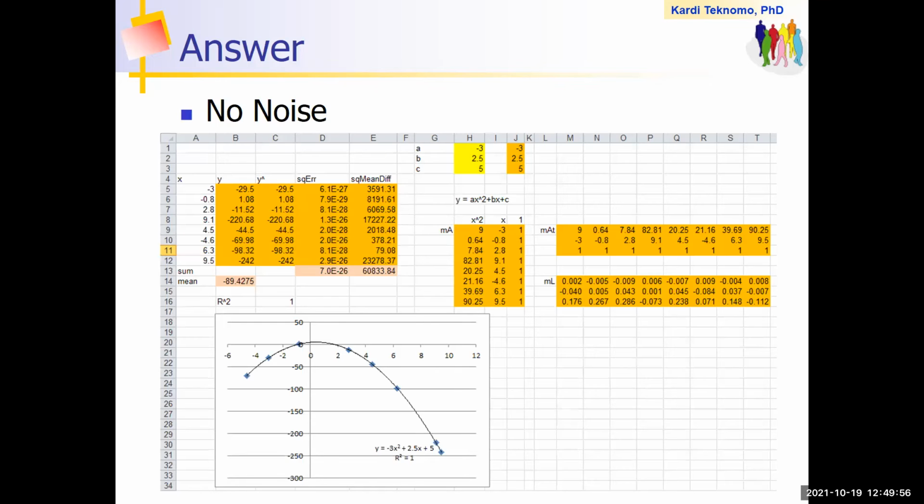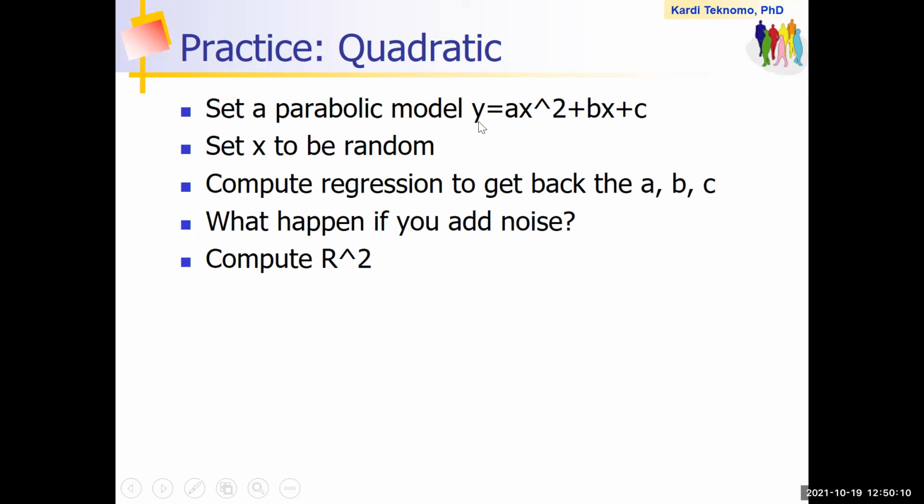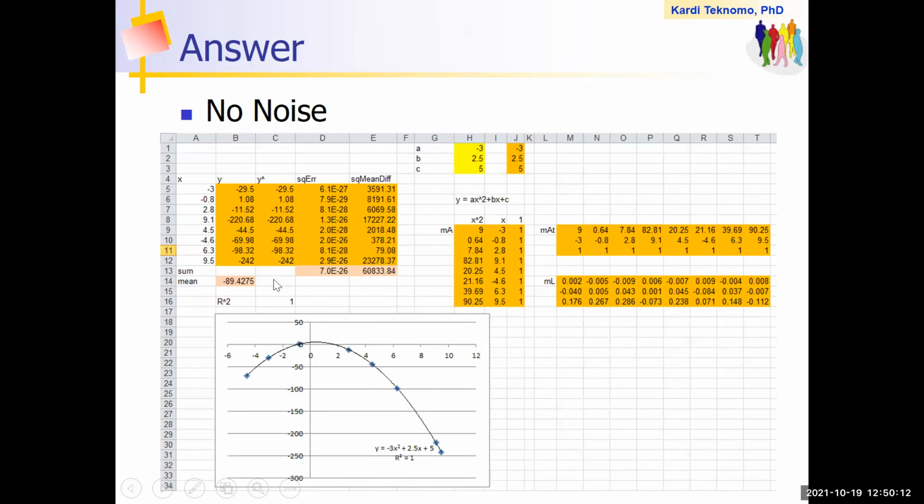So what you will do is like this. If you don't add noise, because you created the data from the real model, then it will fit exactly something like this, right? And R square will be 1 in this case.